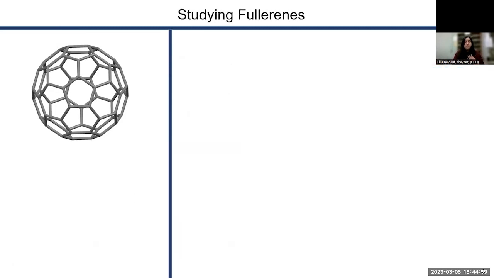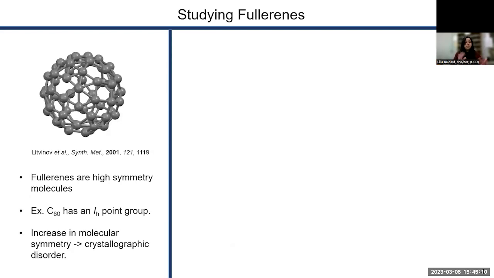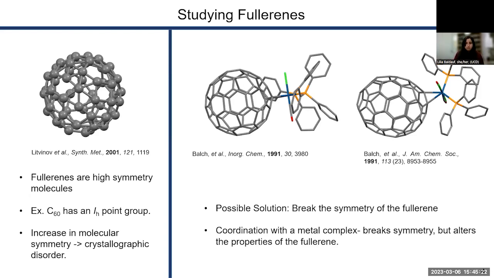Well, crystallography at the time was definitive proof of what was in these crystals or structures. However, fullerenes are high symmetry molecules. So when you have this increase in molecular symmetry, there's an increase in the crystallographic disorders, and you end up with nasty structures like this one. One way to circumvent this is to break the symmetry of the fullerene by coordinating metals to the outside. However, this alters fundamental properties of fullerene, so it's not ideal for studying them.